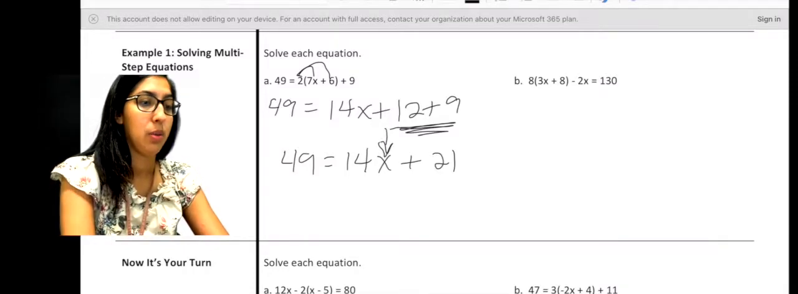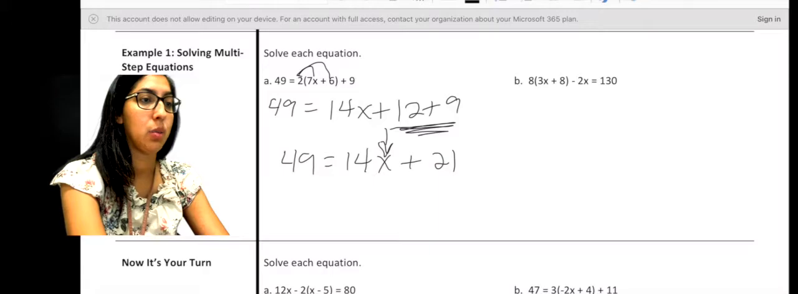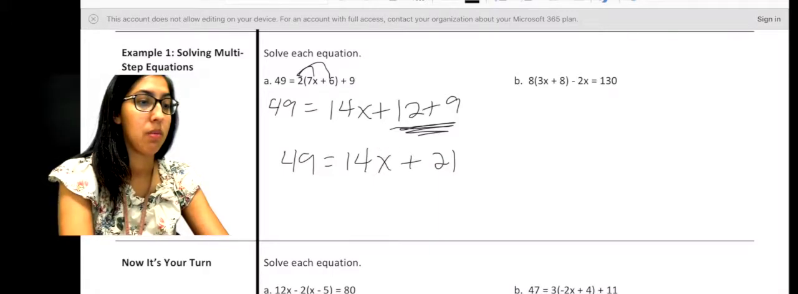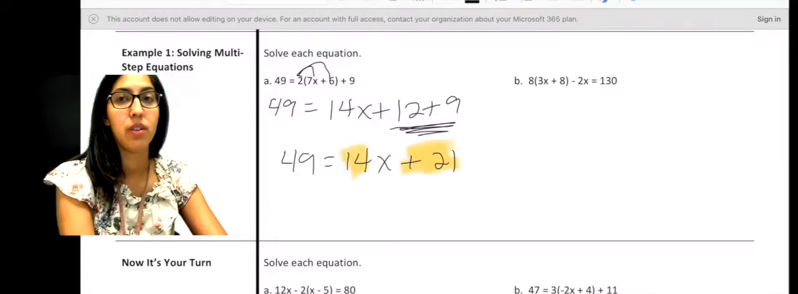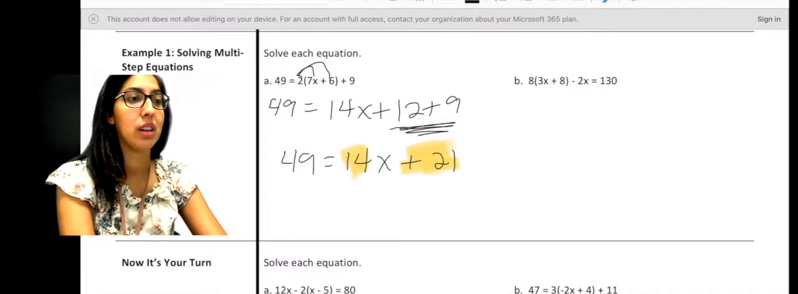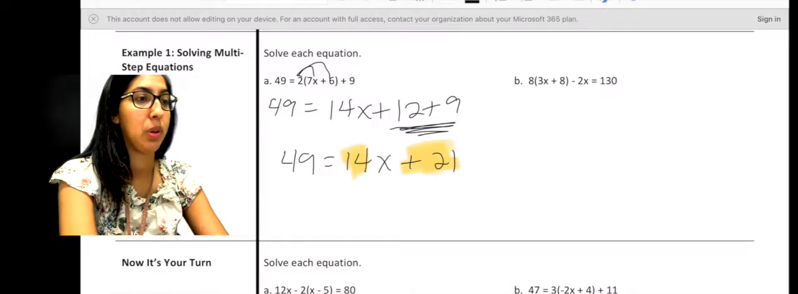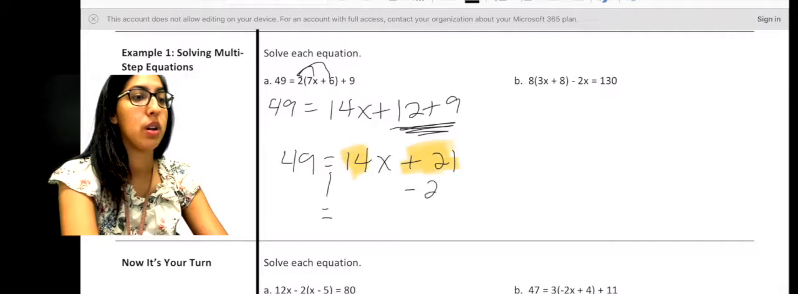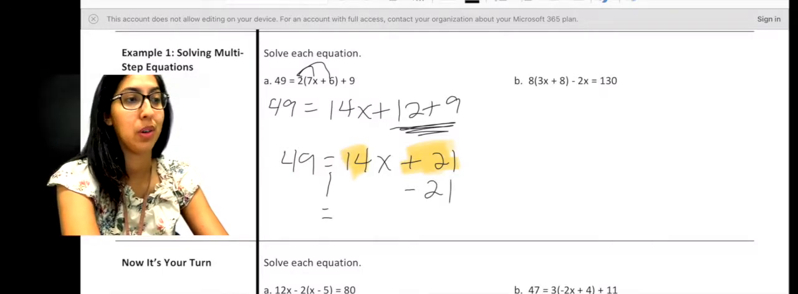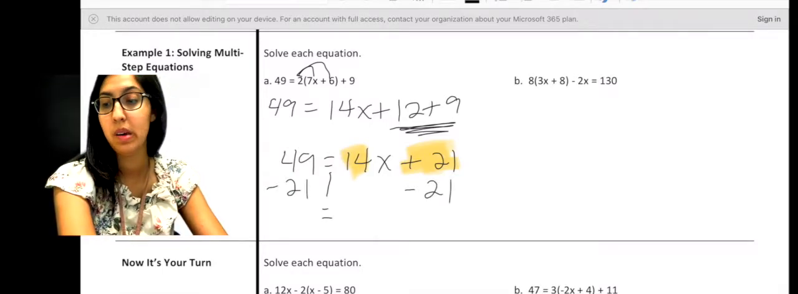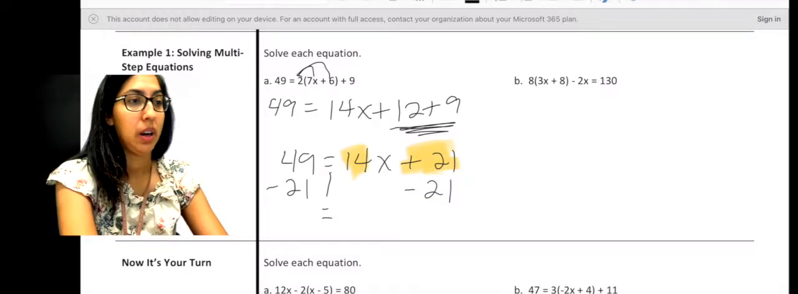Okay, to isolate that x, we got to get rid of plus 21 and this 14. So the first thing we're going to get rid of is anything that is added or subtracted. So this plus 21's got to go. So inverse operation is going to be minus 21. Anything I do to one side, I have to do it to the other side. So minus 21. So now we're going to end up with 28 here.